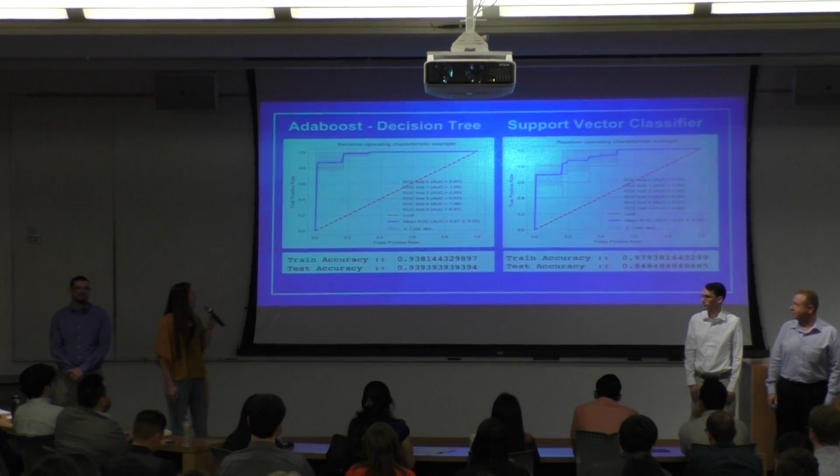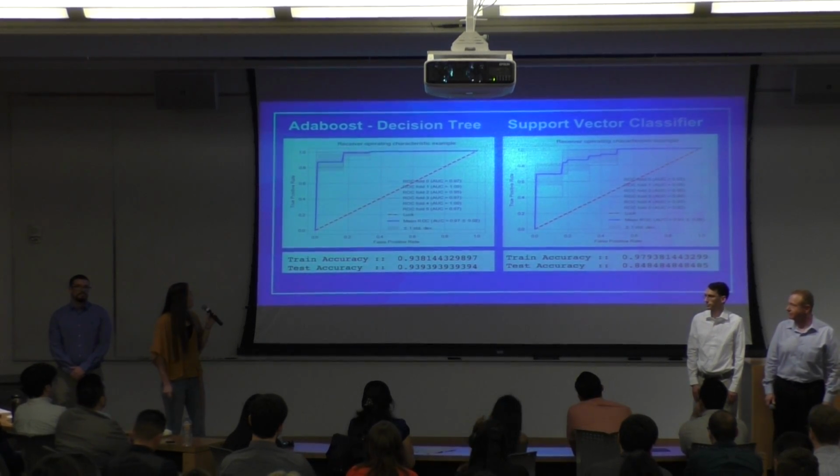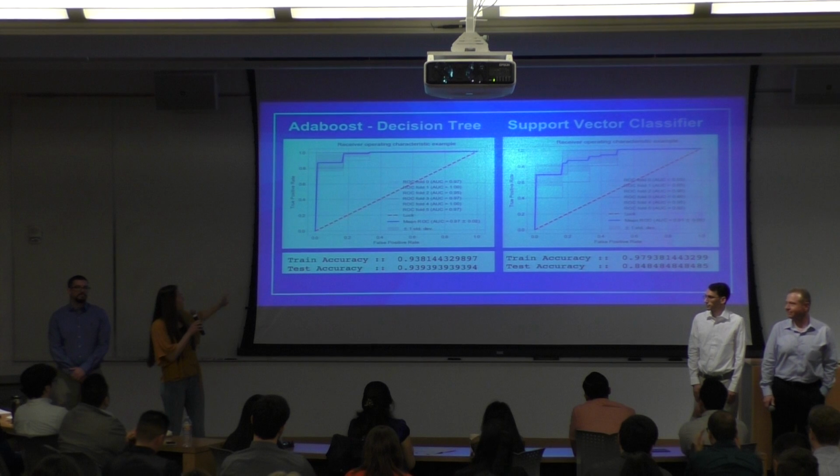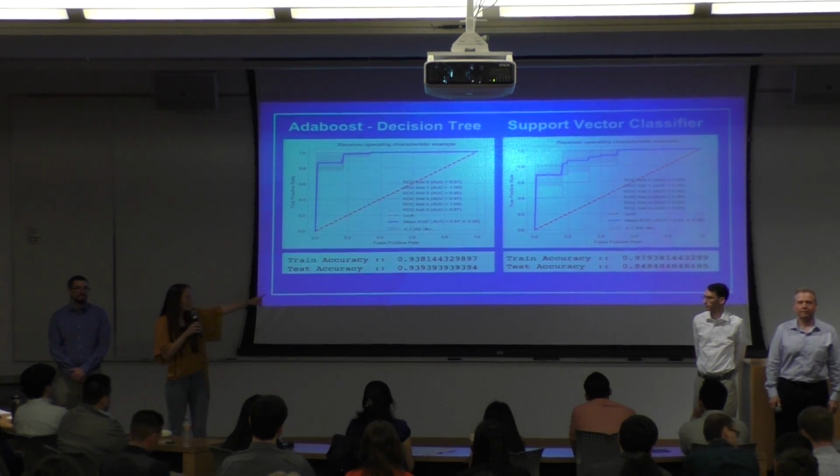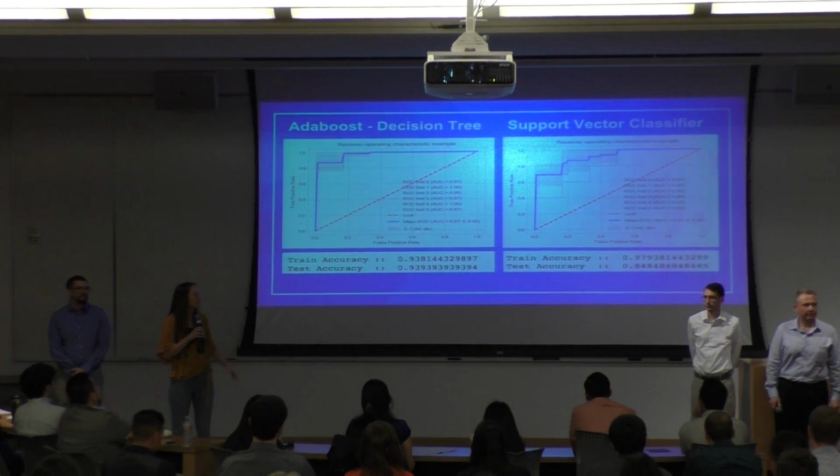So here are some pictures of our models. The first one right here is an ensemble learner using a decision tree, and it predicted the correct result 93% of the time. And then we also used the support vector classifier, and it predicted 84% of the time the correct outcome of the election.